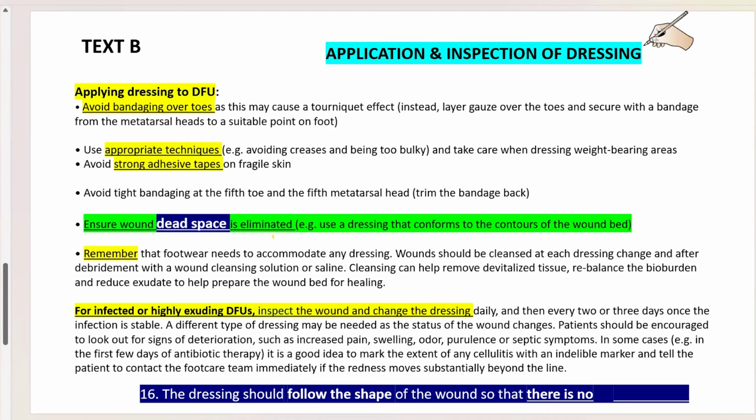Yeah. So here the dressing should follow the shape of the wound so that there is no dead space. Here they have mentioned ensure wound dead space is eliminated. And in the bracket, they have mentioned use a dressing that conforms to the contours of the wound bed. So what is contours of the wound bed? Shape. Yes, again, it's the shape. Yeah, thank you for answering, to those on YouTube.